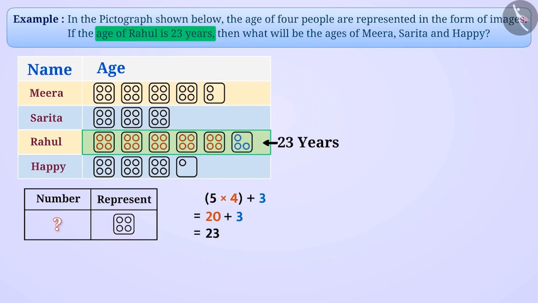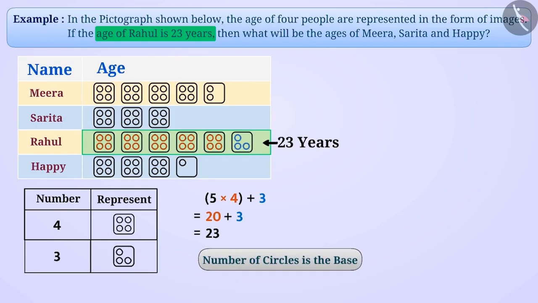In this way, we can say that each image here represents the number 4. That is, the value of this image is 4. Since here 4 is represented as this and 3 is represented in this way, we get to know that the number of circles is the base here. To represent the age of Meera, 4 complete images and 1 such type of an image is given here. Can you tell what is the value of this image? Think for a while.